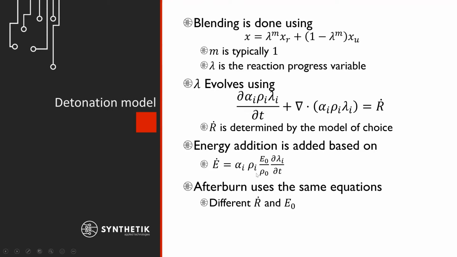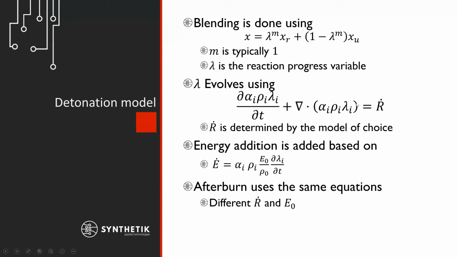Okay, so all of the detonation models use this same form, if you will. So we have this blending, which I briefly talked about before. We have lambda. M is an optional exponent. It's typically 1. You can use some other value though. And then X is just whatever value you're blending. So if it's pressure, it's pressure. If it's speed of sound, speed of sound. And lambda is evolved based on transport plus some source term.